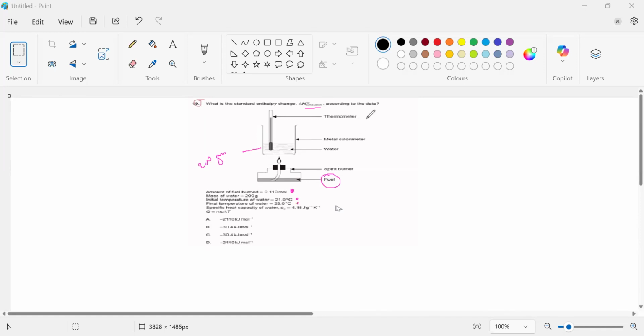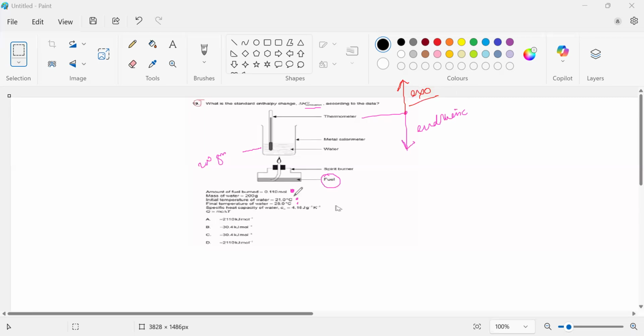Now we have to note the trick: if the thermometer temperature decreases, what happens? Tell me. If the thermometer temperature decreases, it will be endothermic, right? Fine. If the thermometer temperature increases, what happens? It is exothermic. Is it clear, everybody? This thing you have to know.